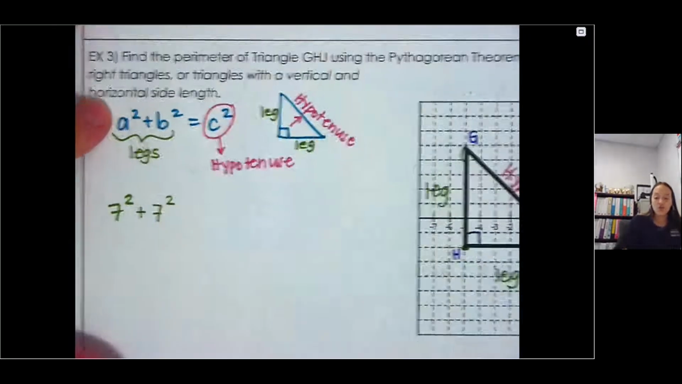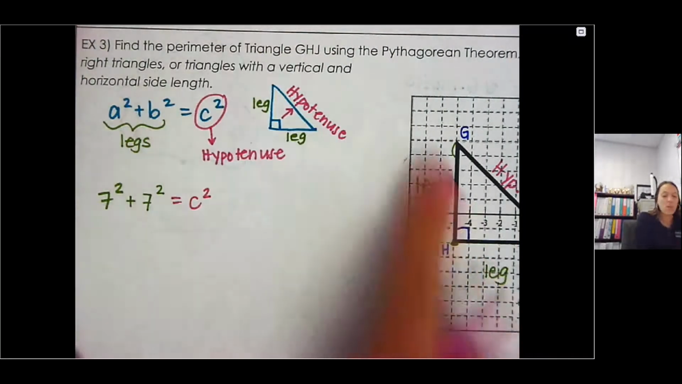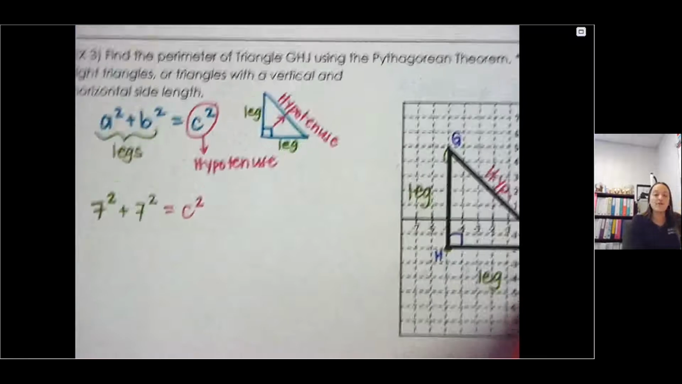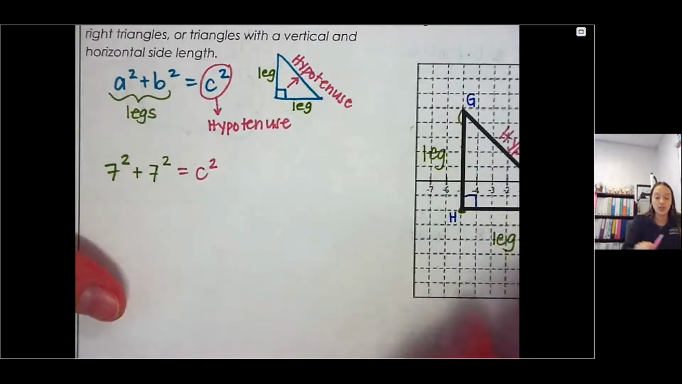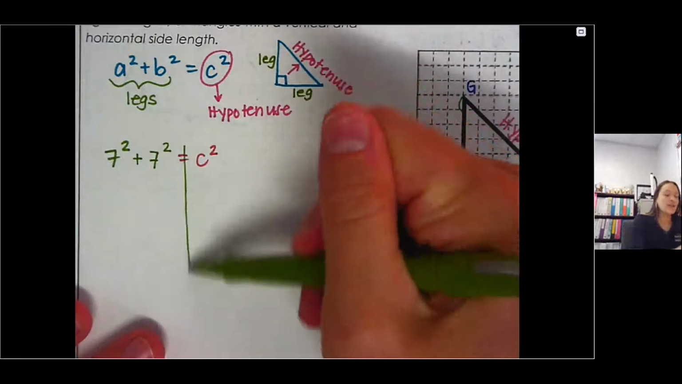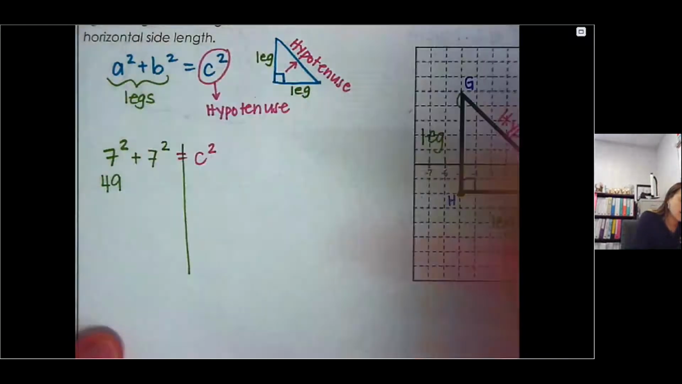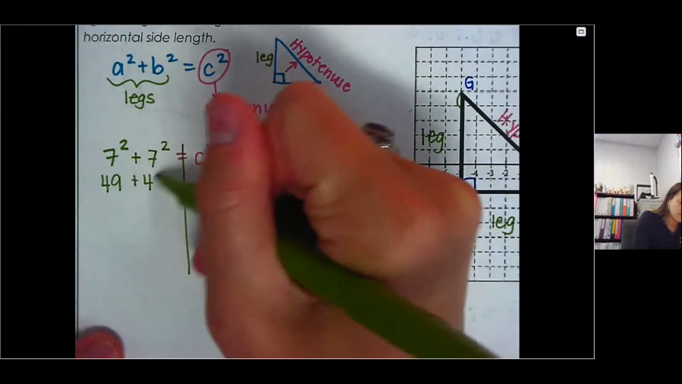And then I have to solve for the hypotenuse. I'm trying to figure out, okay, what is the length of that hypotenuse so I can figure out the full perimeter of this shape. Now, this is just an algebra problem. It's easier than it looks. First thing I'm going to do, in my order of operations, there are no parentheses, so I'm going to do exponents. 7 squared gives me 49. Another 7 squared gives me another 49.